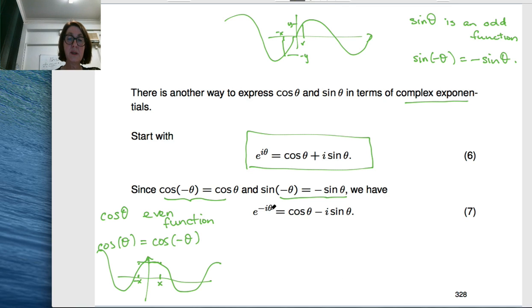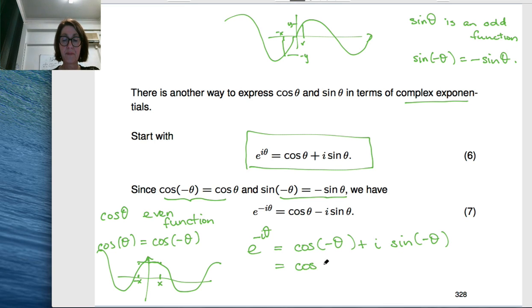So these two properties we're going to use to write, instead of e to the i theta, e to the minus i theta. So e to the minus i theta is just equal to cos of minus theta plus i sine of minus theta. But cos of minus theta we said was just cos theta, and sine of minus theta is minus sine of theta. So when we look at the complex exponential for minus i theta, we get cos theta minus i sine theta.